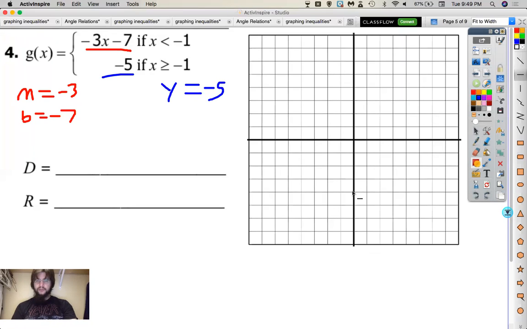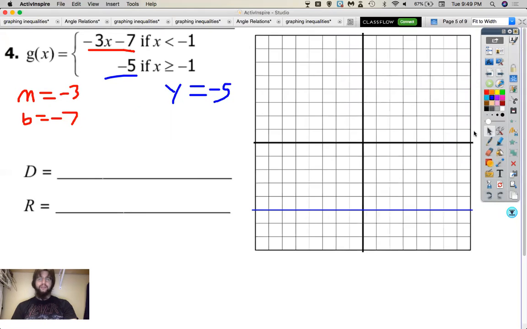One, two, three, four, five, right here. Boom. If you don't know it yet, y equals a number is a horizontal line. X equals a number is a vertical line. That's y equals a number. Graph it. That's a given. Now we got a problem.